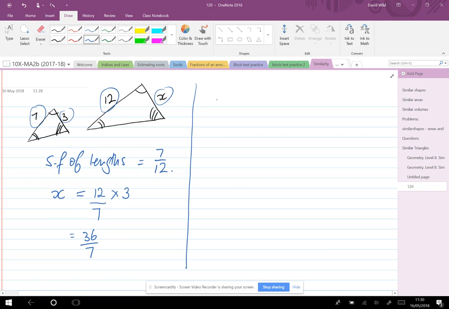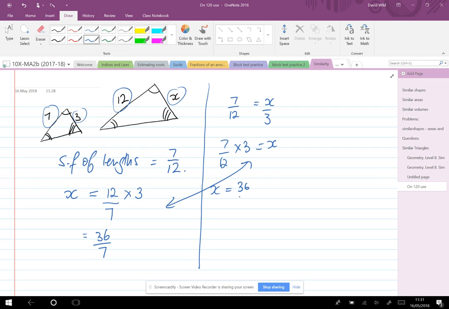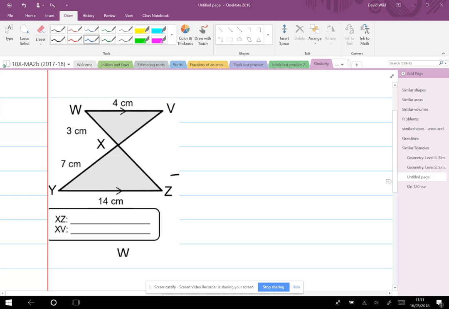The other way is just simply to write the fact that the proportions of the lengths are the same. So 7/12 is x/3. And then, of course, you can just multiply both sides by 3 here to get 7/12 times 3 is x, and you end up with the same answer as you did down here. Okay, same answer, 36/7. So x is 36/7. So you can either deal with scale factors or you can deal with the fact that the ratios are the same. So let's go back to this here.